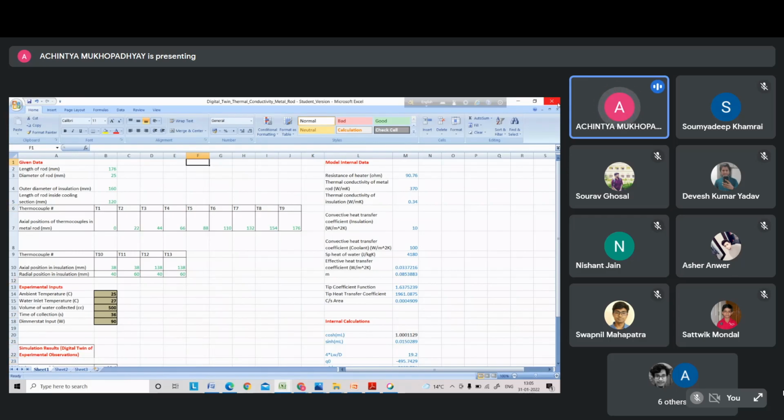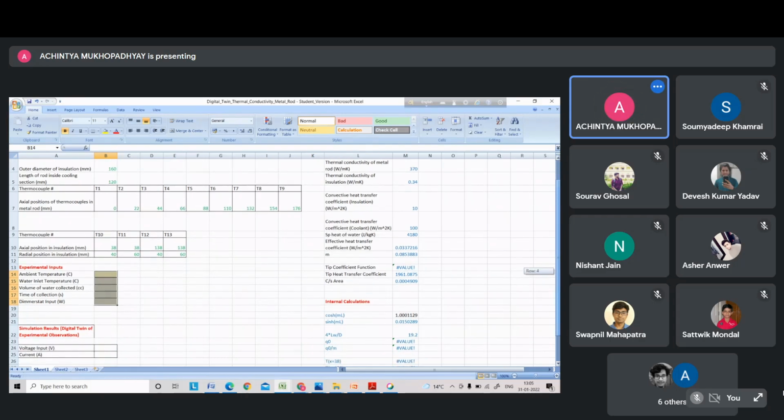Okay, so basically these are the input things that you have to give: the ambient temperature, the water inlet temperature, the volume of water collected, the time of collection, and the thermostat input. Okay, so there you have to do some calculations.